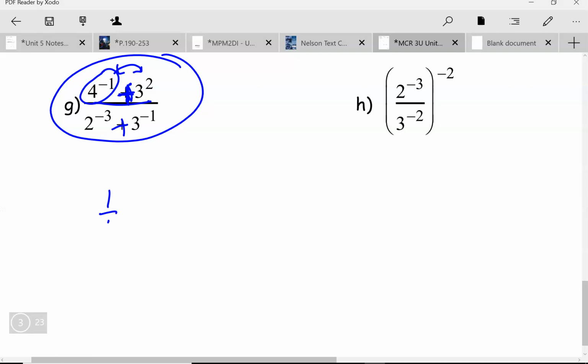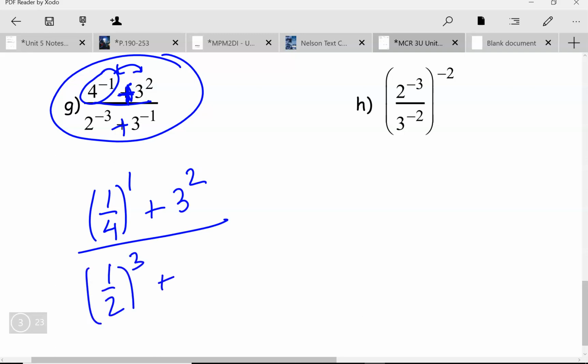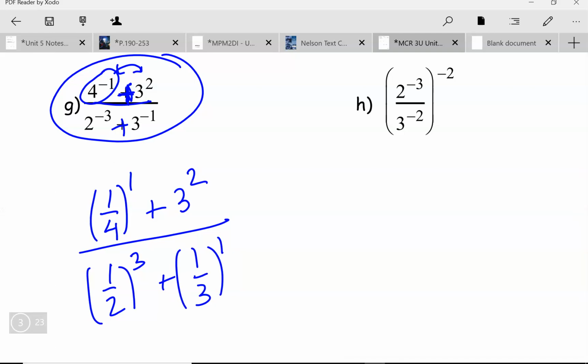We're going to make that 1 over 4 to the power of positive 1 plus 3 squared, divided by 1 over 2, reciprocal of 2 to the power of 3, plus reciprocal of 3 is 1 over 3 to the power of positive 1. So hopefully we'll see here, whenever I see a negative exponent, I just take the reciprocal of the base and then change the exponent to positive. So after this is just a lot of simplification.